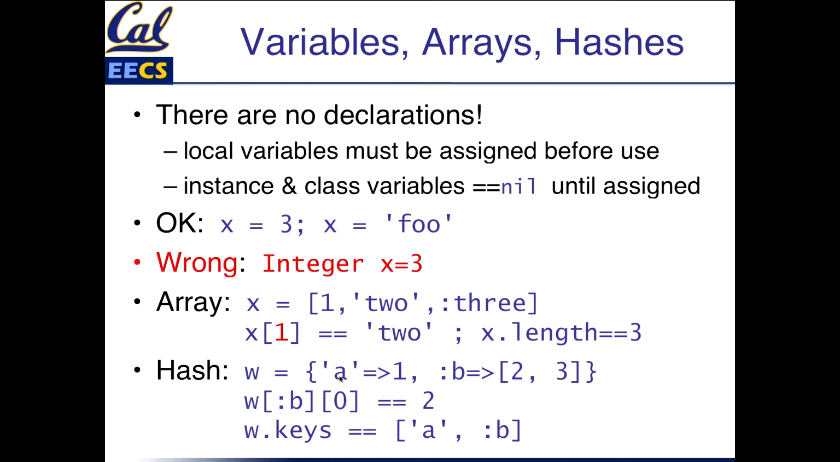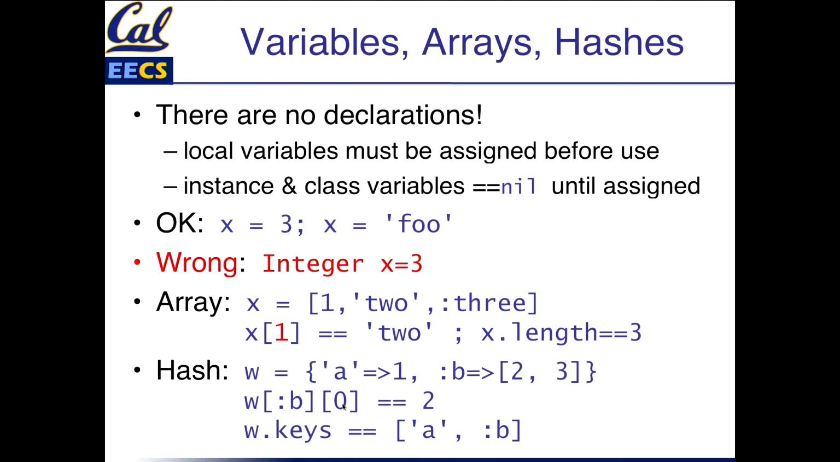So here's a hash that has two keys. One key is the single character string A, another key is the symbol B. Remember, that's different from the string. And in fact, the value of the symbol B key is an array. So again, just like with arrays, we can mix up the types of the keys and values.